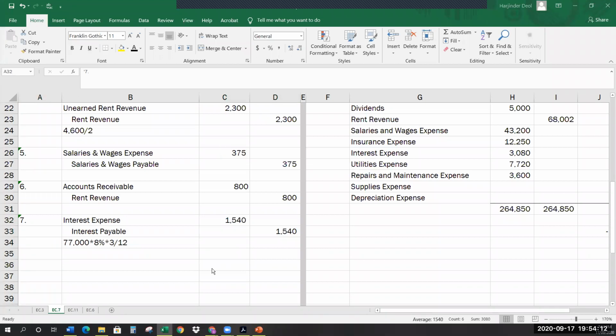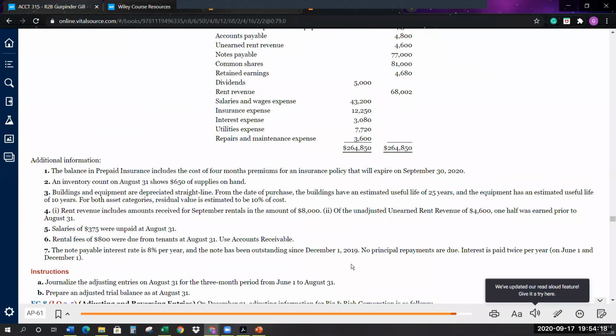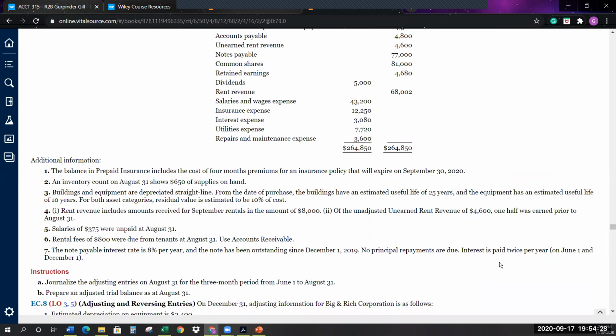Why is it 3 months? Does anyone want to take a stab at that? On what date are you doing your adjusting entries? On August 31st? Last interest was paid on June the 1st. 3 months, yeah. So June, July, August? That's what your 3 months are. Okay, does that work? I see. Yep, thank you. No worries.